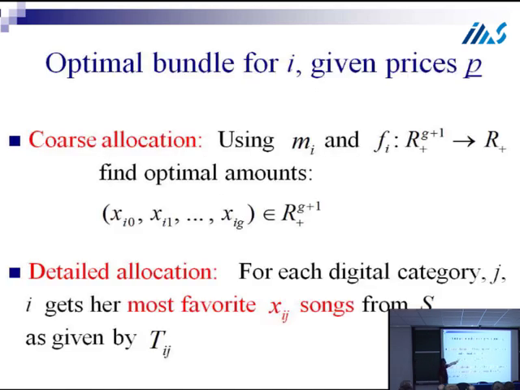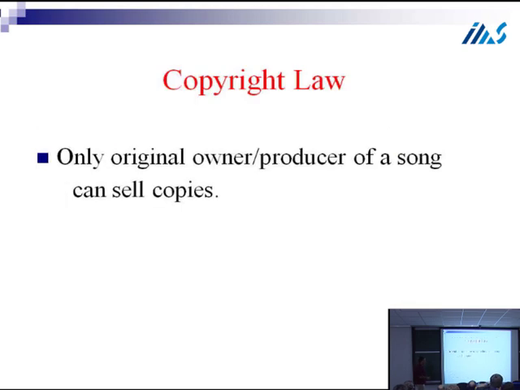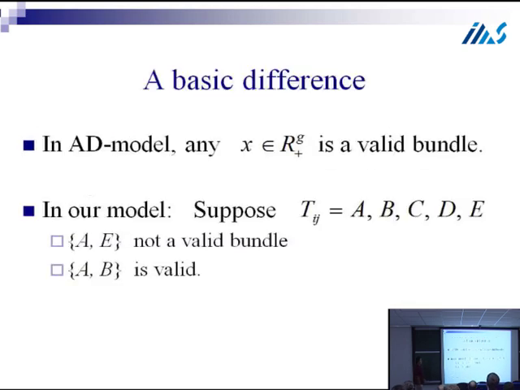G is the number of digital categories. I'm saying it's fixed for an instance. Over categories, of course, because they are uniform in each category. They are not over goods, they're not over songs, sorry. Okay, so strict copyright laws are assumed. And here's a very basic difference between this model and the ROW model.